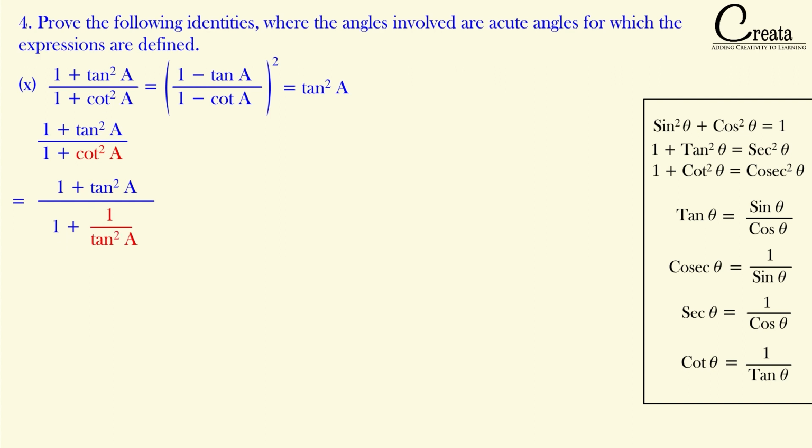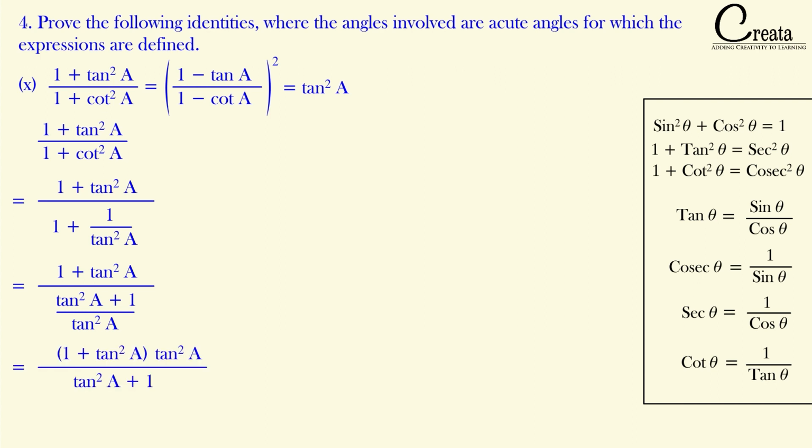We got 1 upon tan square A. Further, let's take tan square A as the LCM. We got tan square A plus 1 upon tan square A in the denominator. Now rearrange this equation: 1 plus tan square A and 1 plus tan square A will cancel out with each other. We got our expression as tan square A, which is the right hand side. Got it? We have proved it equal to tan square A.